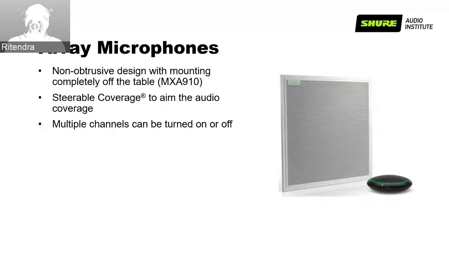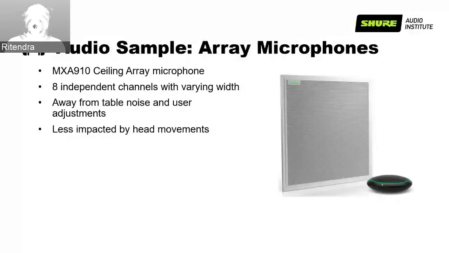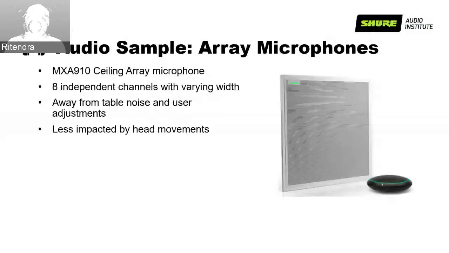You can have multiple channels, and that can be turned on and off with the IntelliMix built in with the microphone. Right? Going forward, let's have the audio sample of array microphone. I just want to emphasize over here that as it is away from the table, you will be having less noise of the table, and there is no such issue of user adjustment because it's on the ceiling.